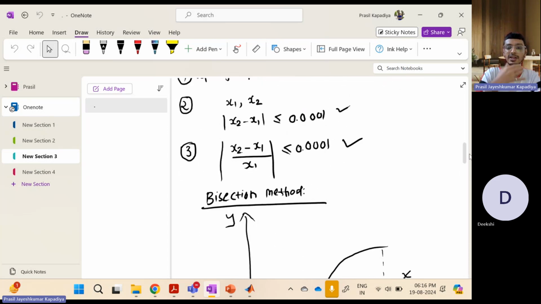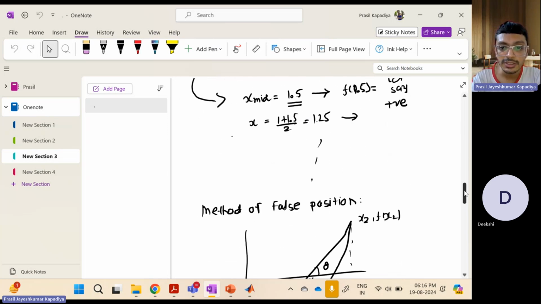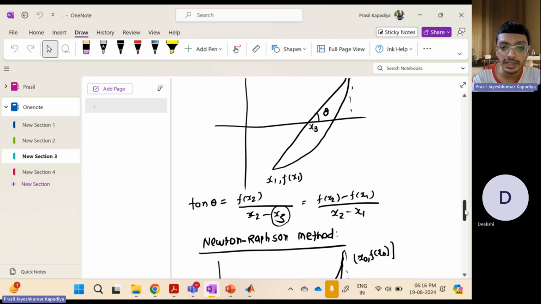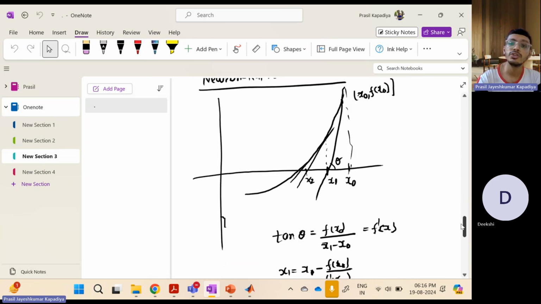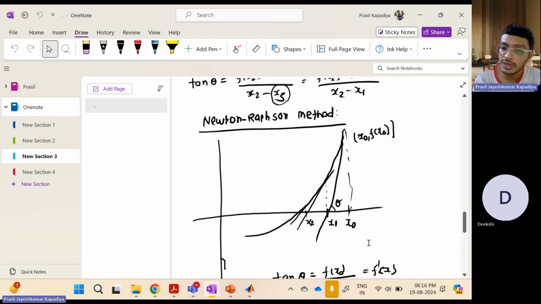Last class we came across the bisection method, then the method of false position, then the Newton-Raphson method, and we widely use the Newton-Raphson method. I will revise it quickly. So we will not be using Newton-Raphson method directly, but we will be using MATLAB inbuilt command to solve this problem. But just for understanding, this is the Newton-Raphson method.